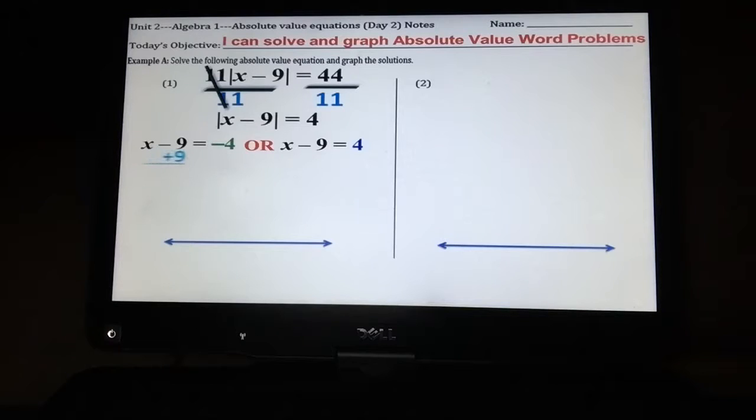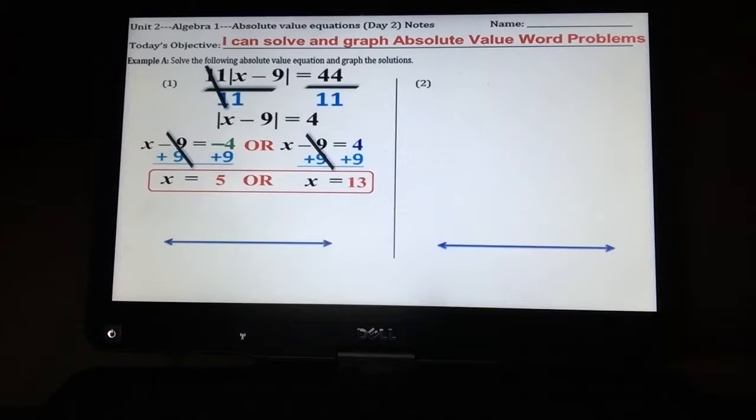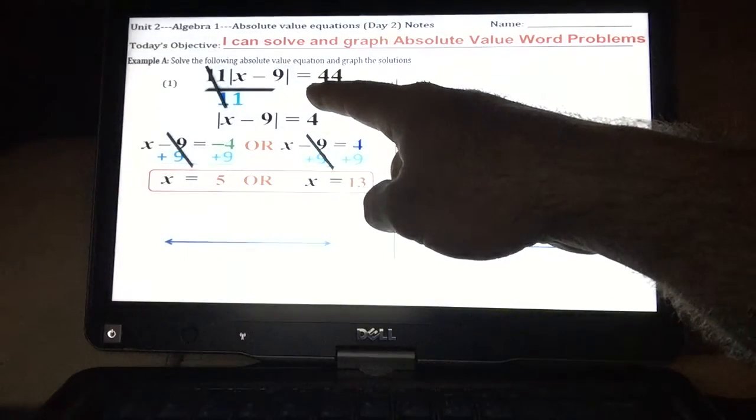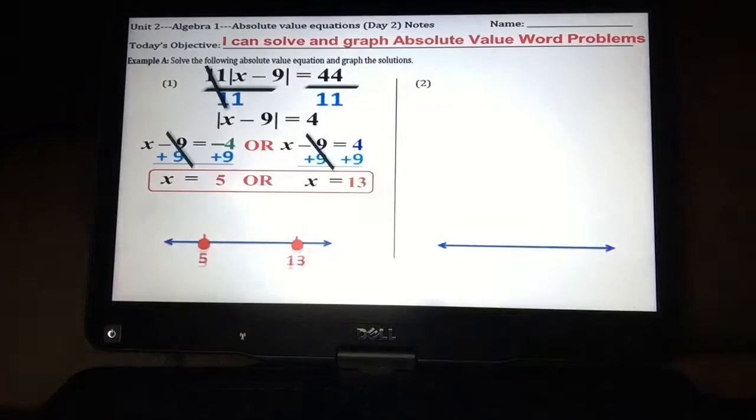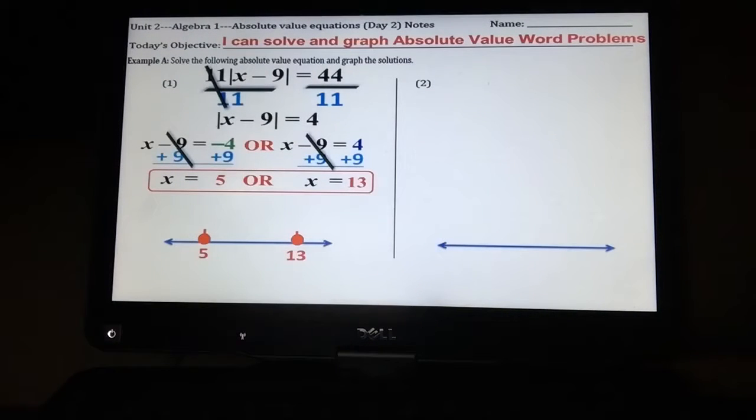So for the first one, we add 9 to both sides. That's going to get me x equals 5. For the second one, we also add 9 to both sides. That's going to get me x equals 13. Now to finish this off, I'm just going to put the or in between them. So this is my answer, x equals 5 or x equals 13. Now again, since this is an equal sign, there's no inequality here. This is just going to wind up being 2 dots on the number line at 5 and at 13.